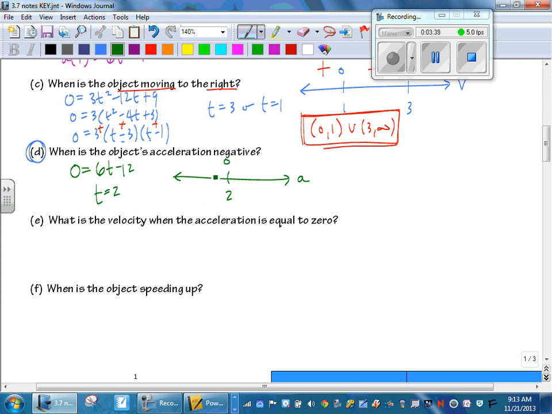So if I put 1 into our acceleration, 6 times 1 minus 12, that's going to give us a negative value. All of those accelerations to the left of 2 are going to be negative. Then if we put 3 in, we get 18. That's positive. All of the accelerations to the right of 2 are going to be positive. So we were asked when the object's acceleration is negative. That's going to happen from 0 to 2.